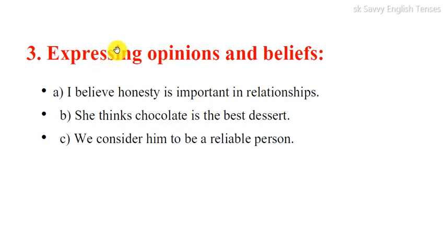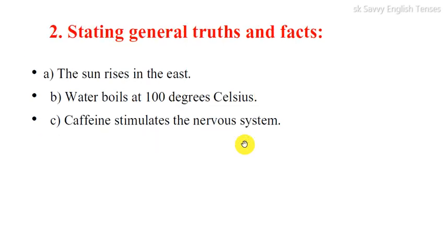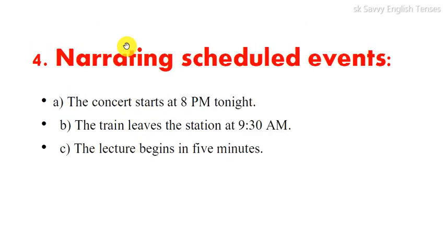Okay, expressing opinions and beliefs. For example, I believe honesty is important in relationships. She thinks chocolate is the best dessert. We consider him to be a reliable person. Okay, narrating scheduled events. For example, the concert starts at 8 p.m. tonight. The train leaves the station at 9:30 a.m. The lecture begins in 5 minutes.